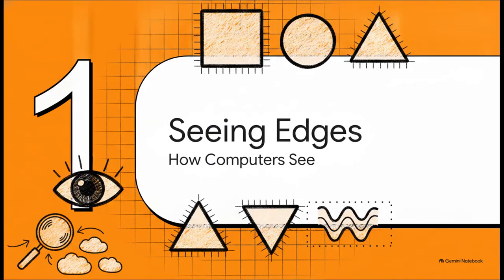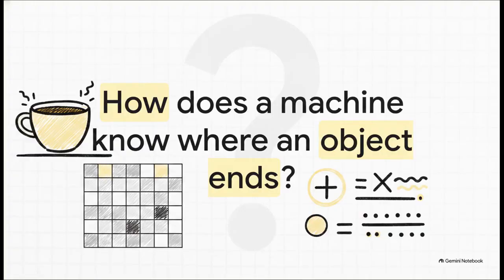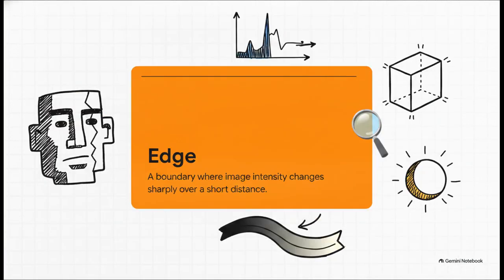Section 1. How computers see edges. Think about this for a second. When you look at a coffee cup sitting on a table, your brain instantly separates that cup from the table, right? But a computer just sees a massive grid of numbers, just values representing pixel brightness and color. So how on earth does a machine know where the coffee cup ends and the background begins? What's the mathematical trigger that screams, hey, there's an object right here? The answer lies in a really simple concept, an edge.